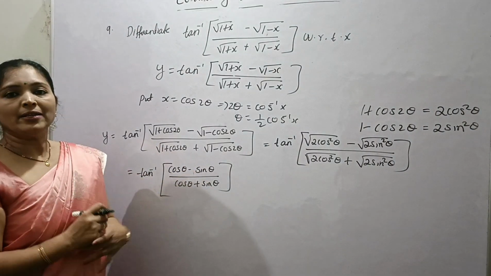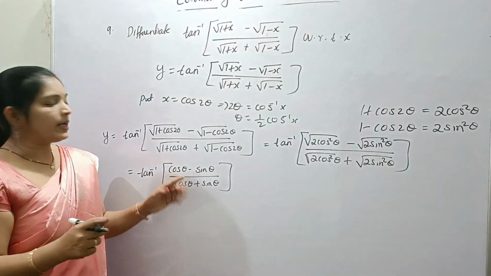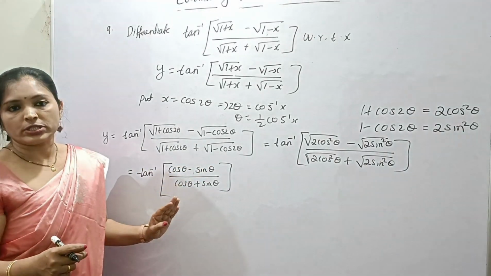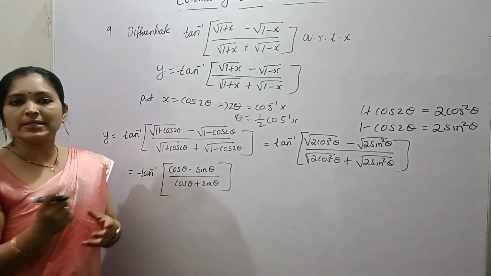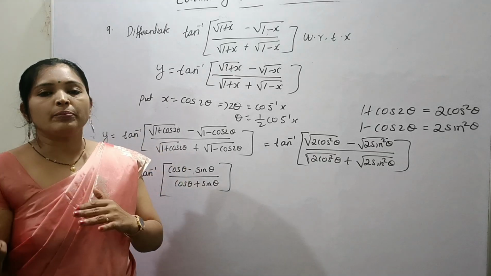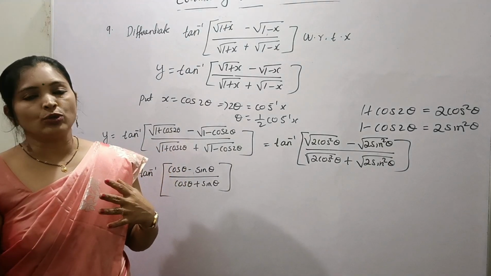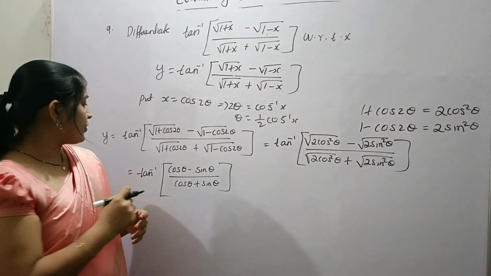So how to make it tan? See here, let's divide throughout by cos theta, so that we will get 1 minus sin theta by cos theta, that is tan theta. So it will be in the form of tan A minus tan B divided by 1 plus tan A into tan B. That is nothing but tan of A plus B, or tan of A minus B.